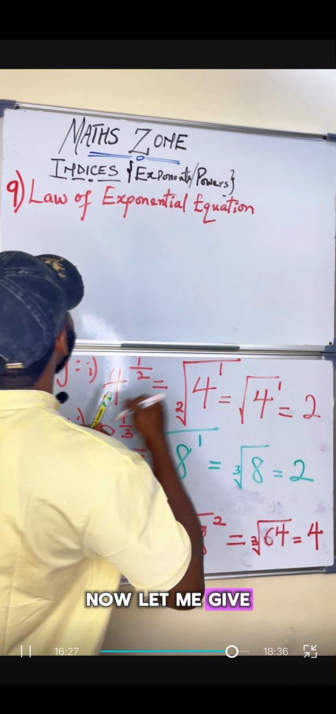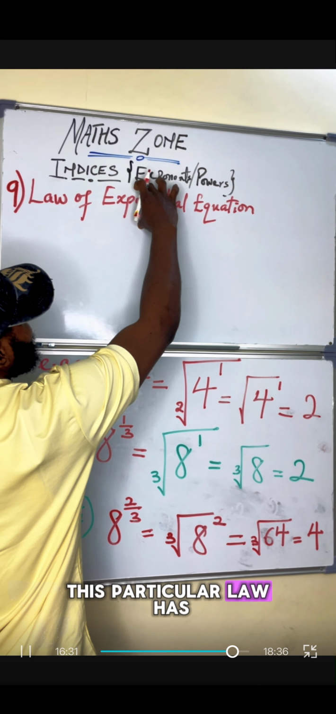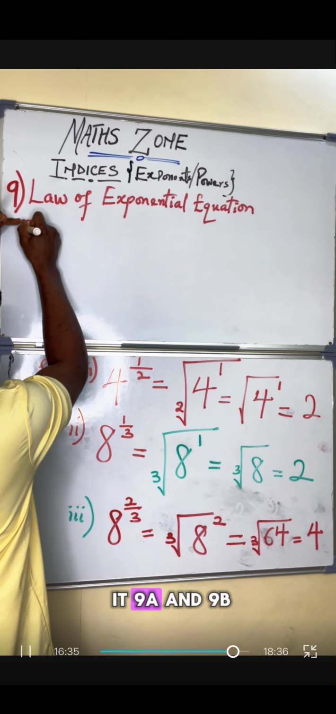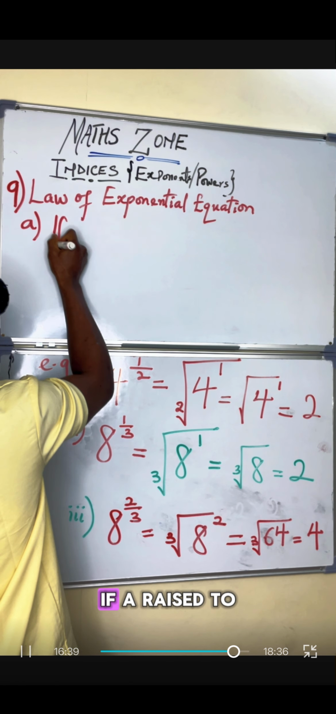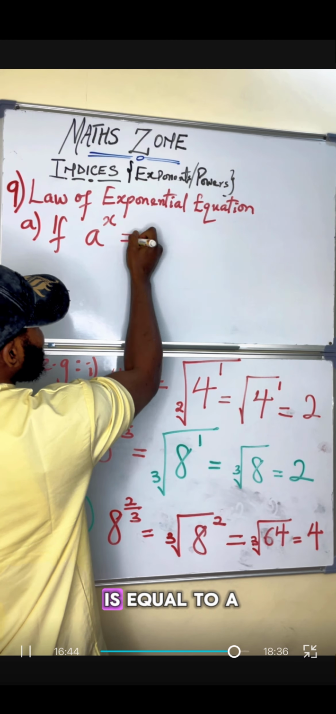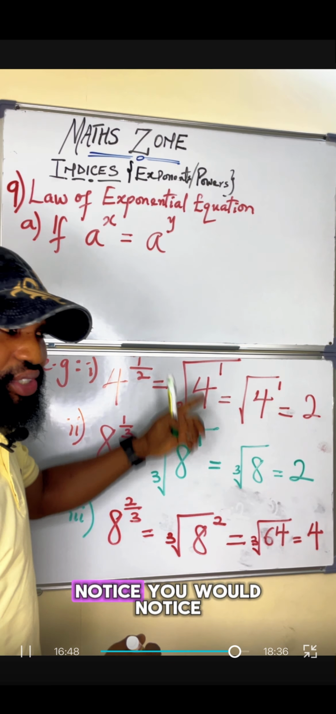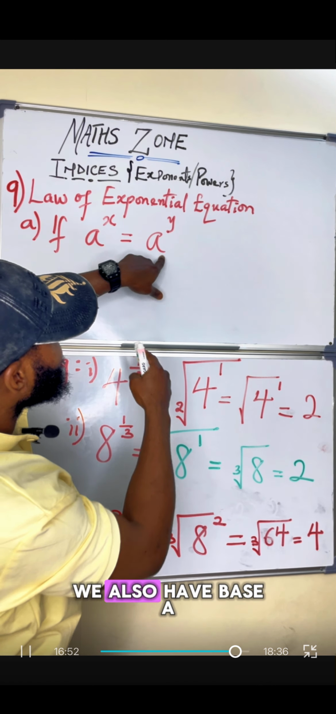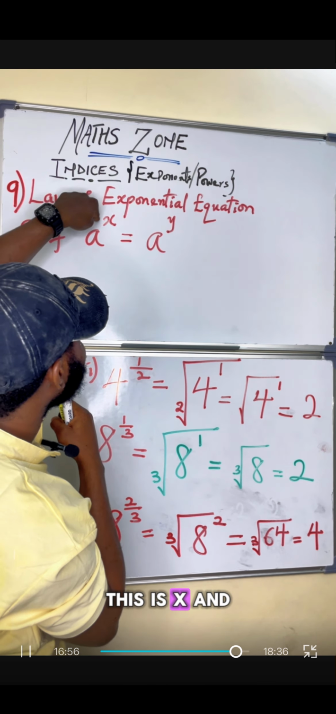Now, let me give you an example. This particular law has 2 parts, and I'm going to give you the 2 parts. So I will call it 9A and 9B. For the 9A, if A raised to the power of X is equal to A raised to the power of Y, now what do you notice? You will notice that the bases are the same. We have base A, we also have base A. But the powers are different. This is X and this is Y.